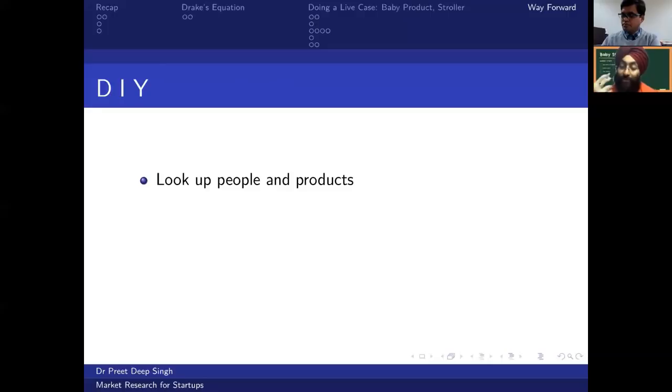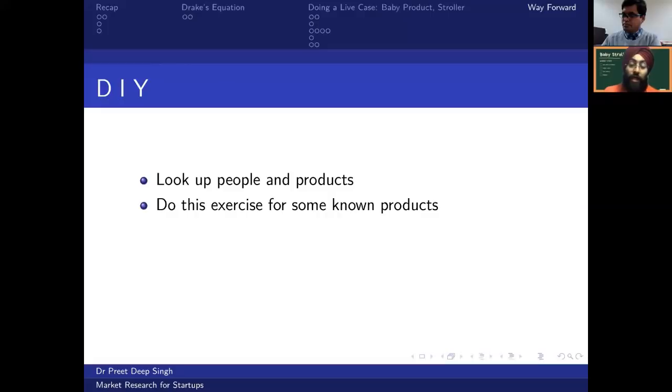Think of those things. Second, look up people who would know things. You would be surprised. The ecosystem is more than happy, very willing to provide things to you for free. They were willing to provide lectures, willing to provide knowledge, information, guidance, resources for free, right? Do this exercise for some known products. That is the best way to learn.